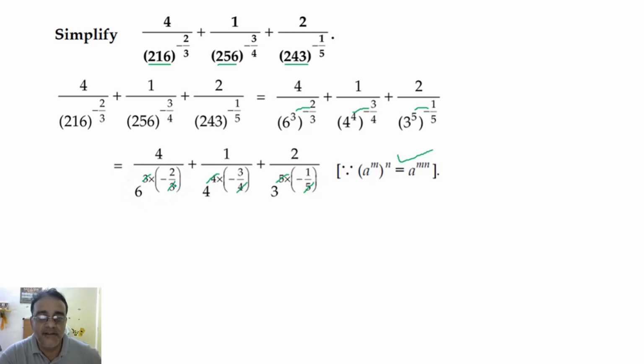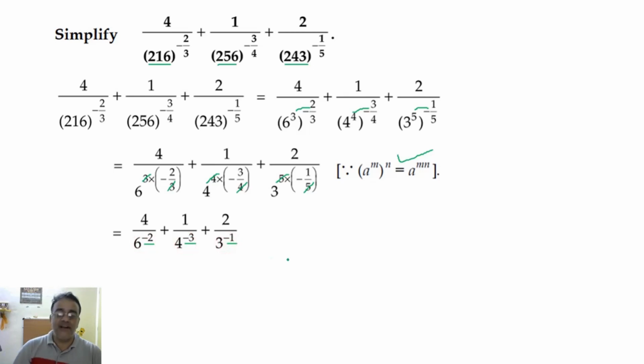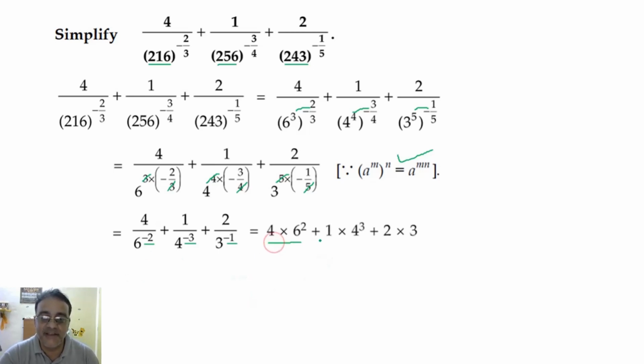6 to the power minus 2. Here 4 to the power minus 3. Here 3 to the power minus 1. Okay. अब ये minus हटाना है मुझे. What I will do? Right. We have to take the reciprocal. तो ये reciprocal लेंगे तो ये ऊपर चला जाएगा. Now whether this step is clear? Yes, sir.